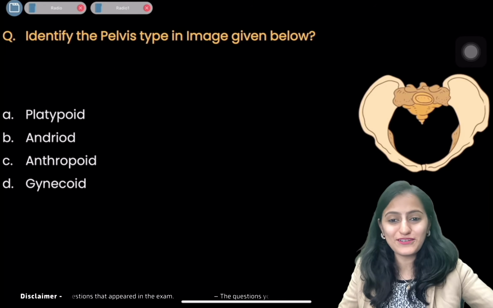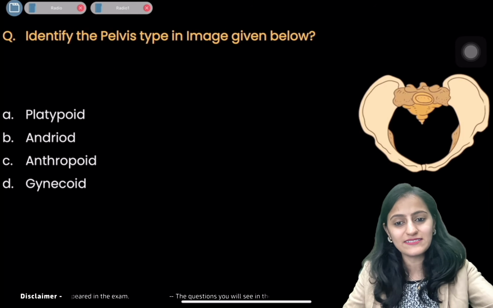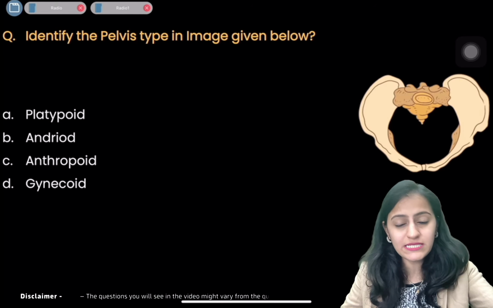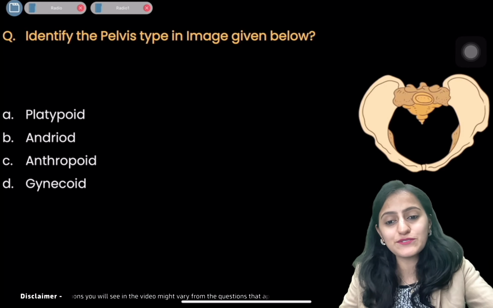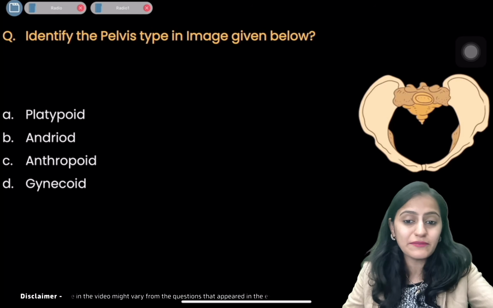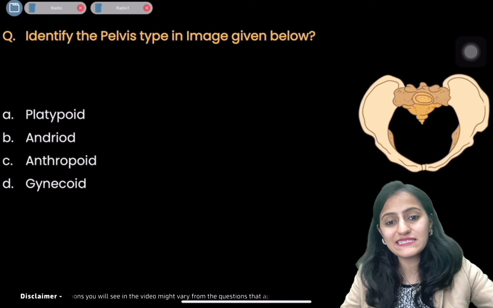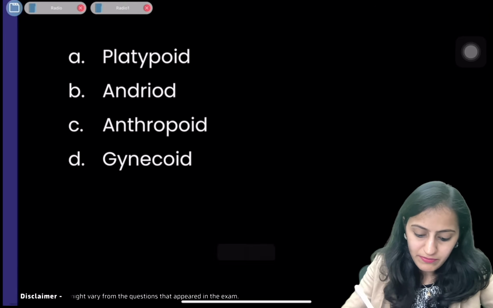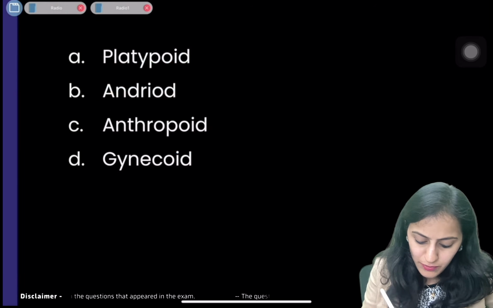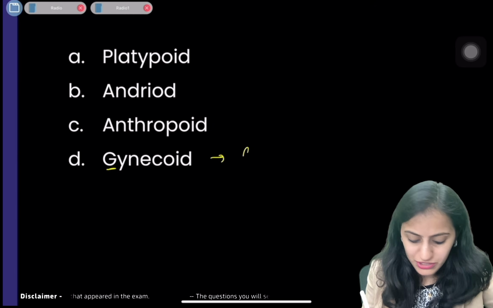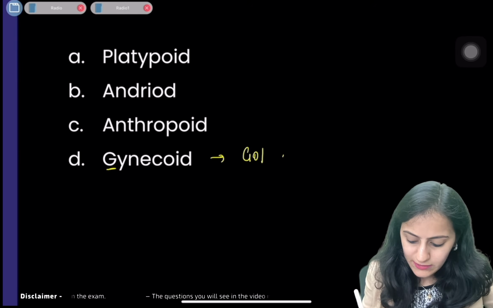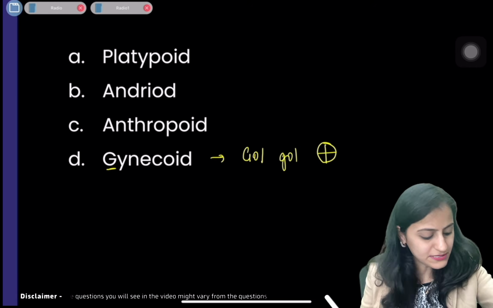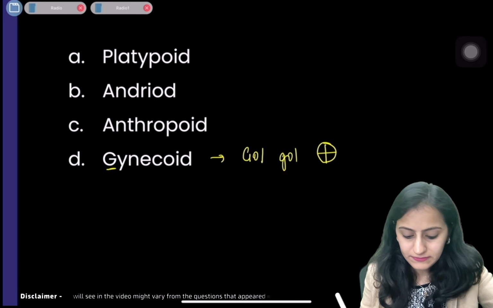Right, though not radiology questions, but let us discuss this quickly with some easy tricks. And this was posted on recent social media handles as well with the mnemonics. Identify the pelvis type. So in the pelvis type, let me quickly tell you the tricks on how to remember the pelvis types. So what do we have? Gynecoid, remember G for G. Gynecoid is goal. That means it is circular. AP and transverse diameters are equal.